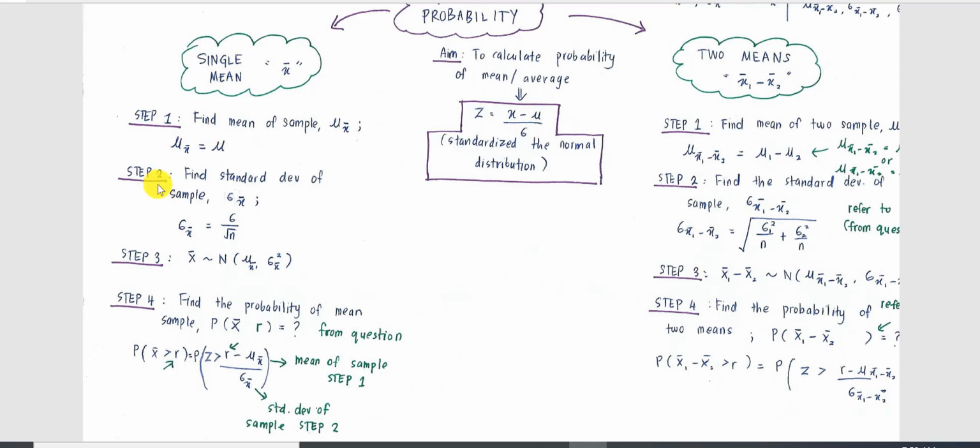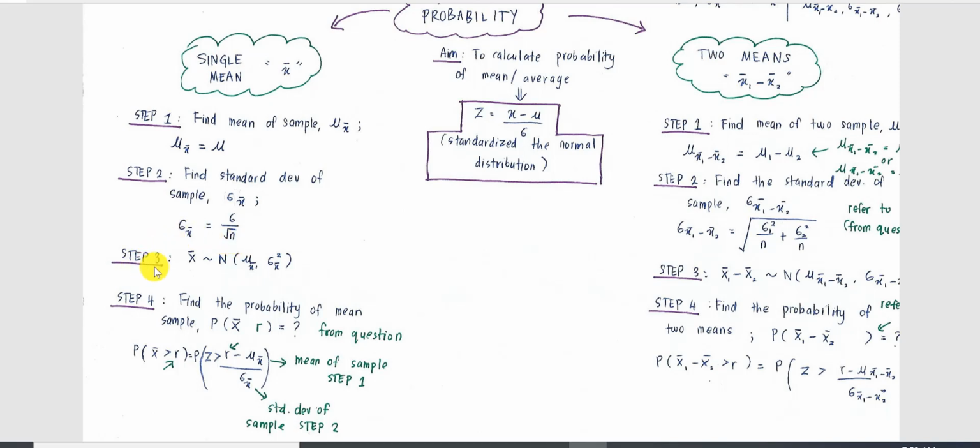Step 2, the formula for getting the standard deviation of the sample. We have this sigma x bar, the standard deviation of the sample, which is equal to sigma, the standard deviation of the population, over the square root of n. n is the number of samples.